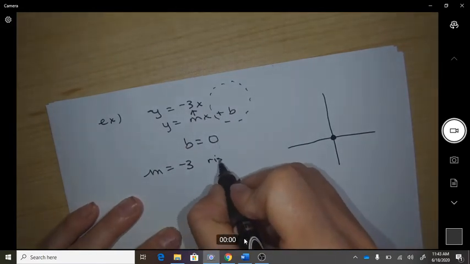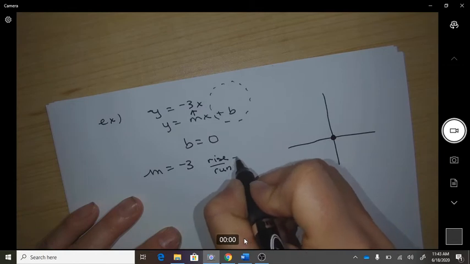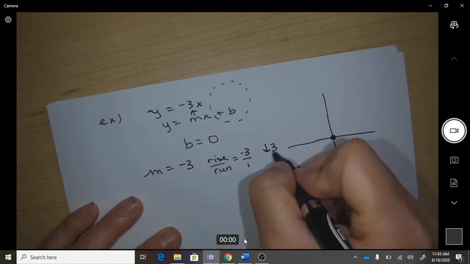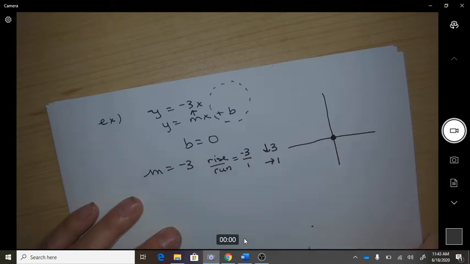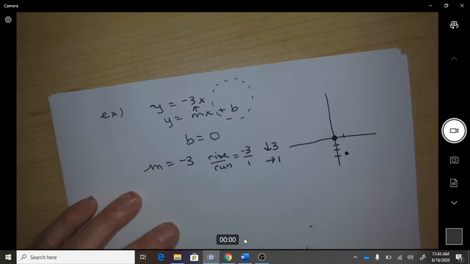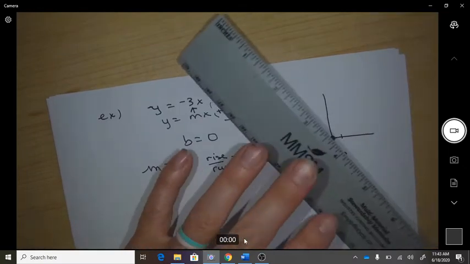So if I want to do that as a rise over run, negative 3 over 1. So I'm going to go down 3, right 1. Down 3, right 1, and there's my line.